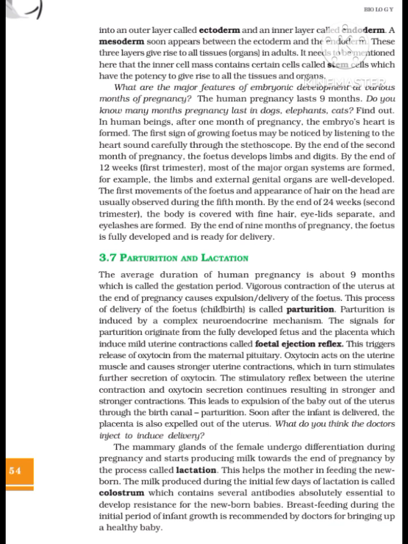The first movements of the foetus and appearance of hair on the head are usually observed during the 5th month. By the end of about 24 weeks, end of 2nd trimester, the body is covered with fine hair, eyelids separate, and eyelashes are formed. By the end of 9 months of pregnancy, the foetus is fully developed and is ready for delivery. 3.7 Parturition and lactation.